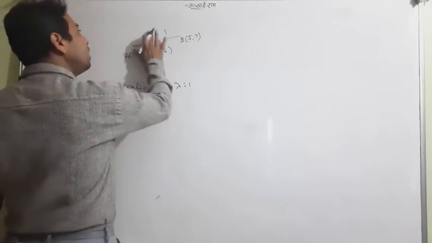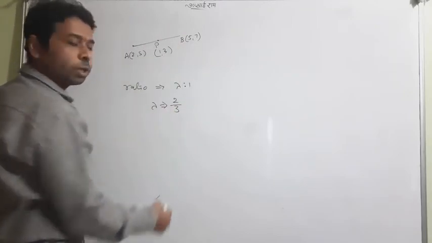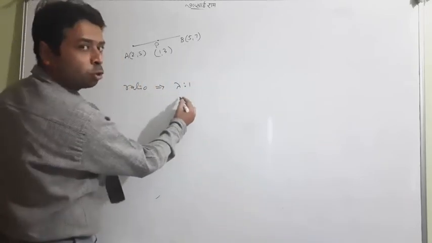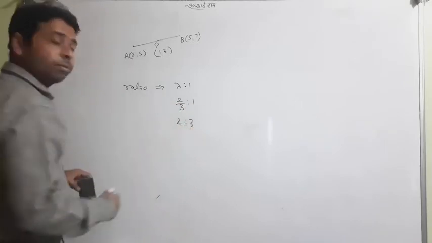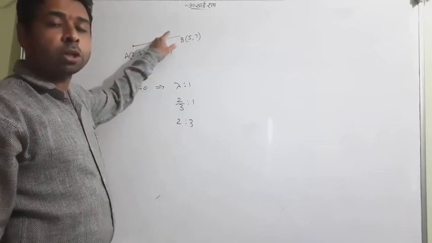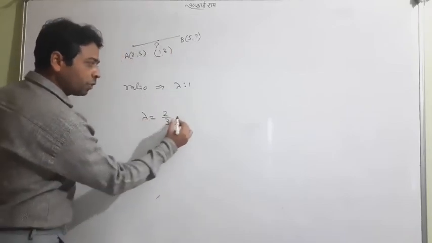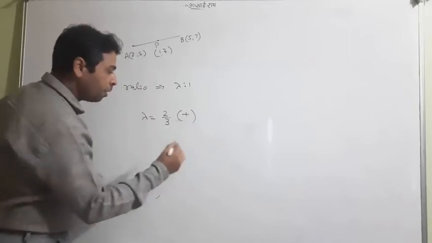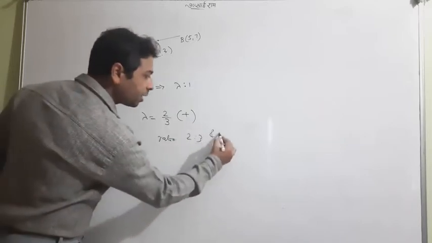Look at, I'll tell you one thing. It depends on lambda. Suppose lambda is coming 2/3, meaning lambda is to 1. So it will be like that, and the whole meaning is 2:3, meaning this is going to be 2 and this is going to be 3. It only depends on the value of lambda. When lambda is coming 2/3, which is positive, this has two meanings. The ratio is 2:3 and it is internal division.